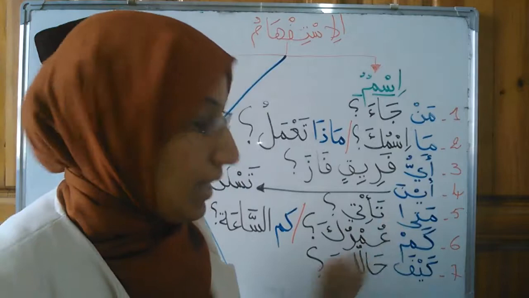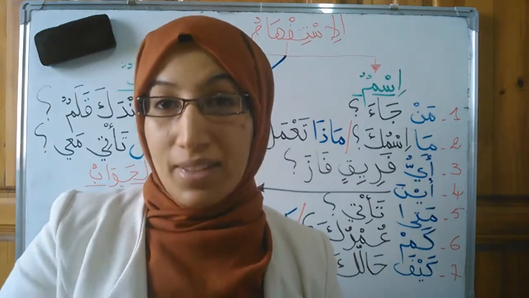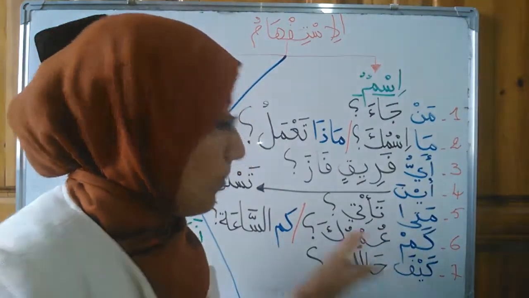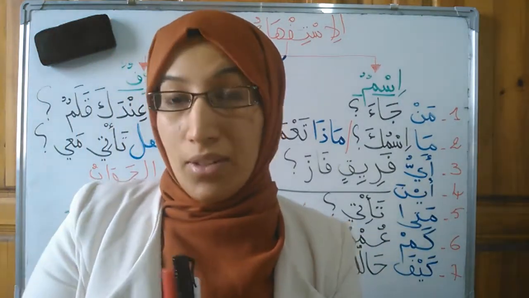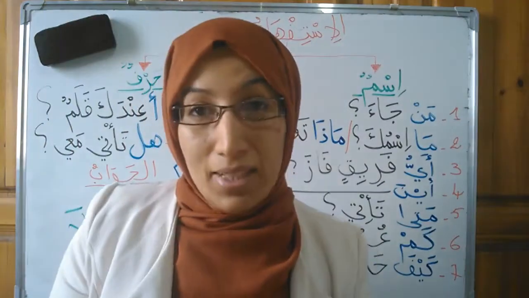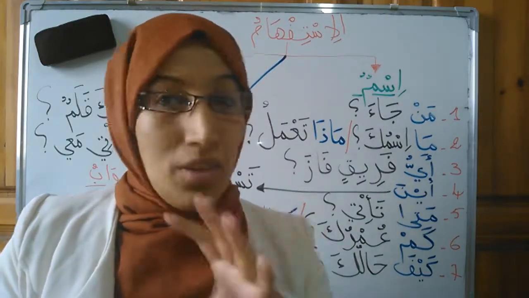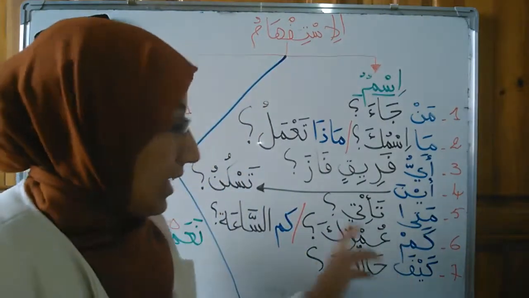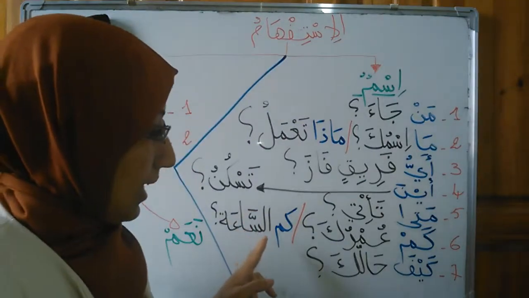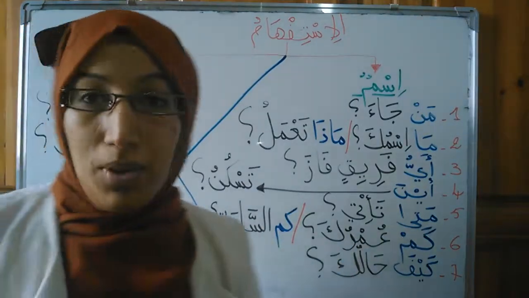Mata ta'ti. Mata is when. Ta'ti is a verb in the present with anta, with you. Six, kam umruk? How old are you? Kam umruk? And I can say it also, kam sa'a? What time is it? So kam is used when the answer is a number. When I say kam umruk, you will tell me a number. Kam sa'a, you will tell me a number also.